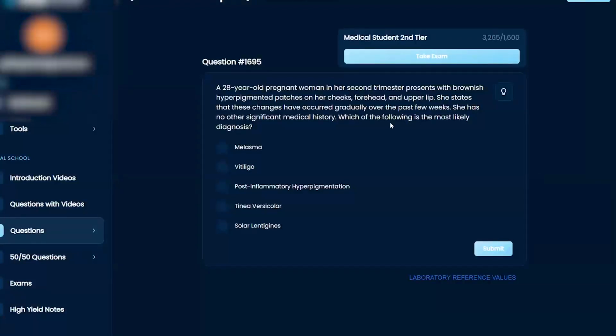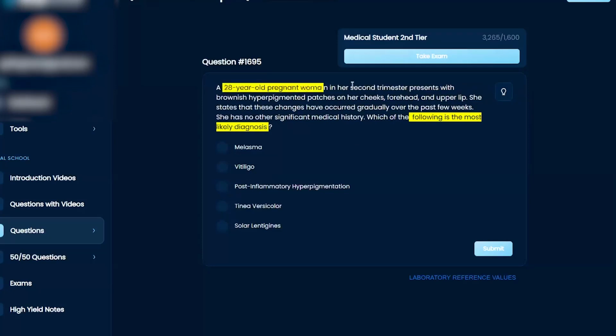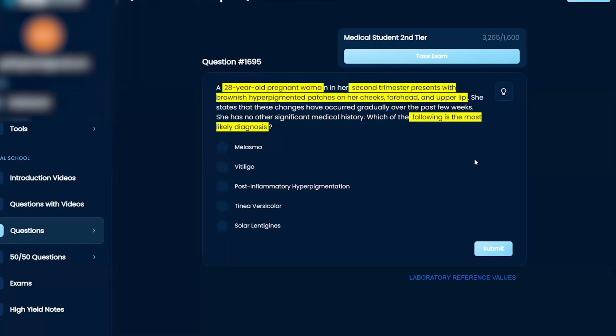Which of the following is the most likely diagnosis? Melasma, vitiligo, post-inflammatory hyperpigmentation, tinea versicolor, or solar lentiginous? A 28-year-old pregnant woman in her second trimester presents with brownish hyperpigmented patches on her cheeks, forehead, and upper lip. She states that these changes have occurred gradually over the past few weeks, and she has no other significant medical history.